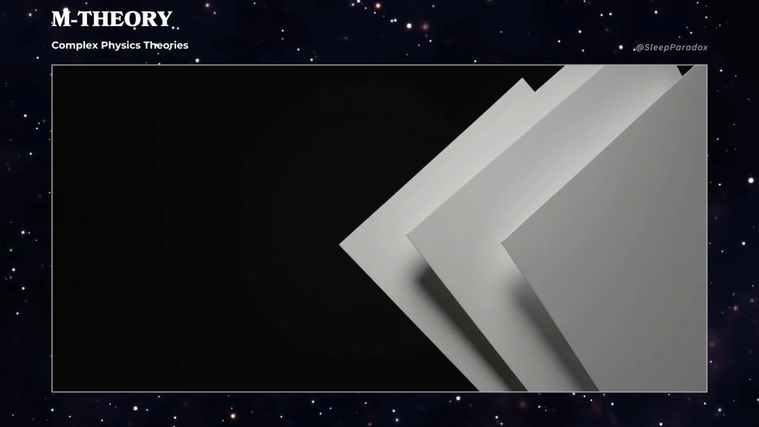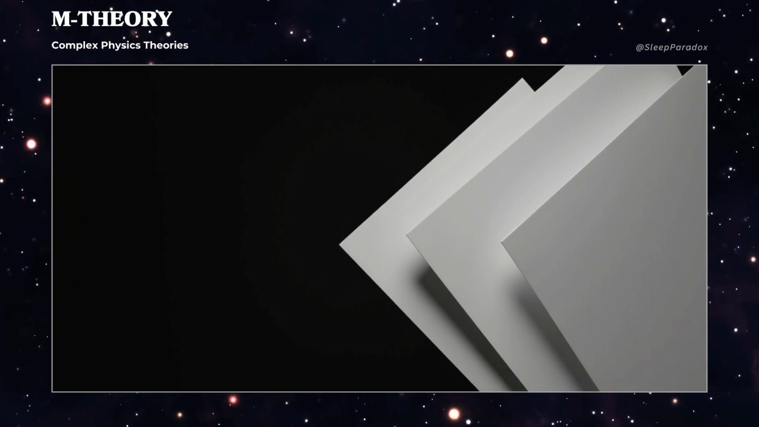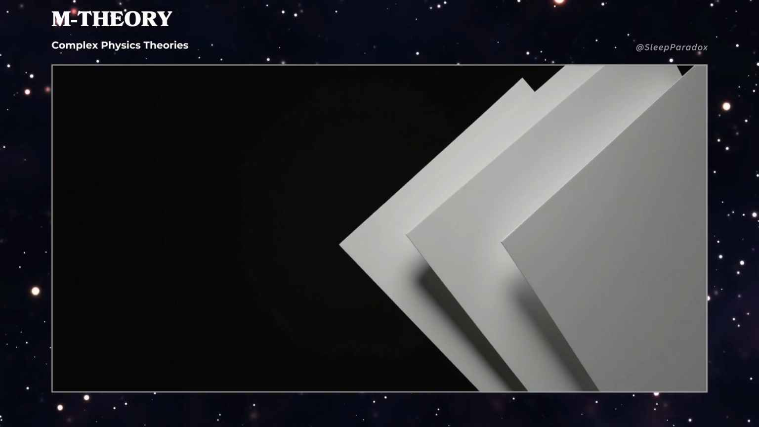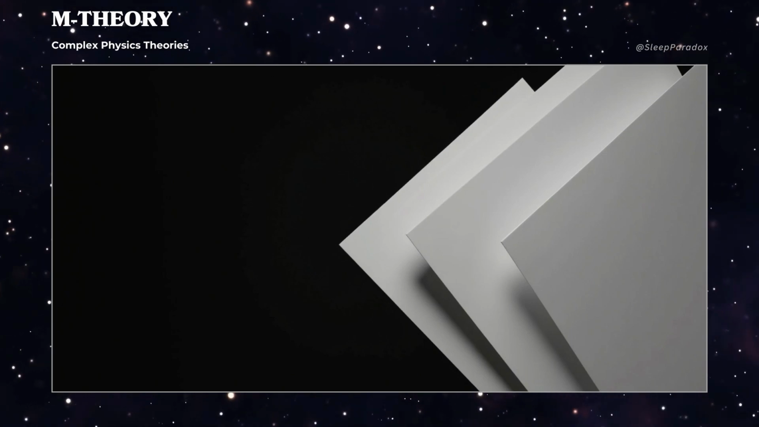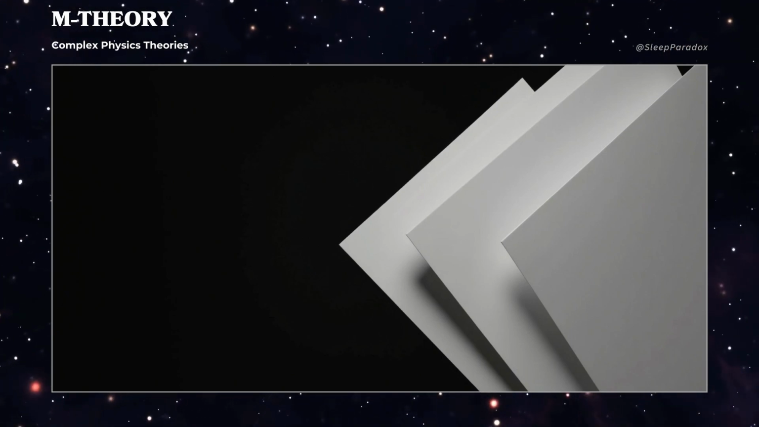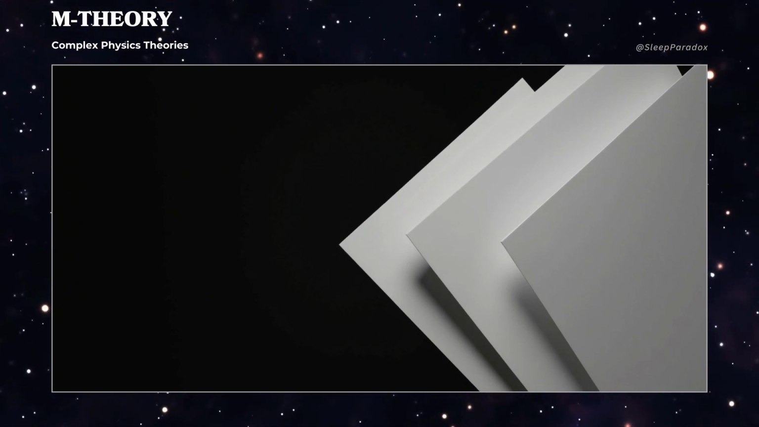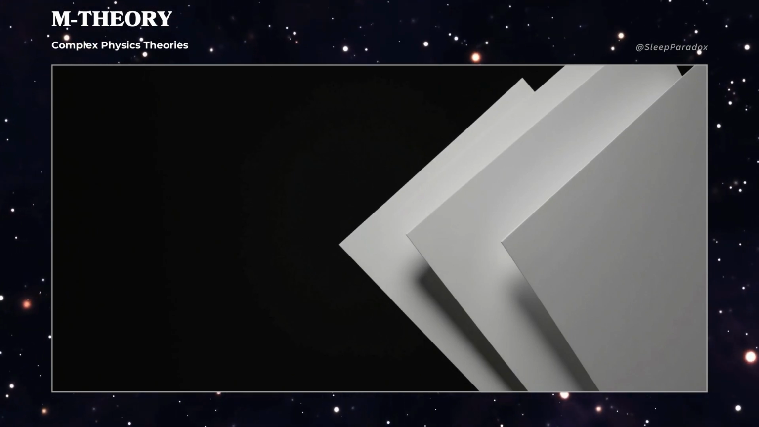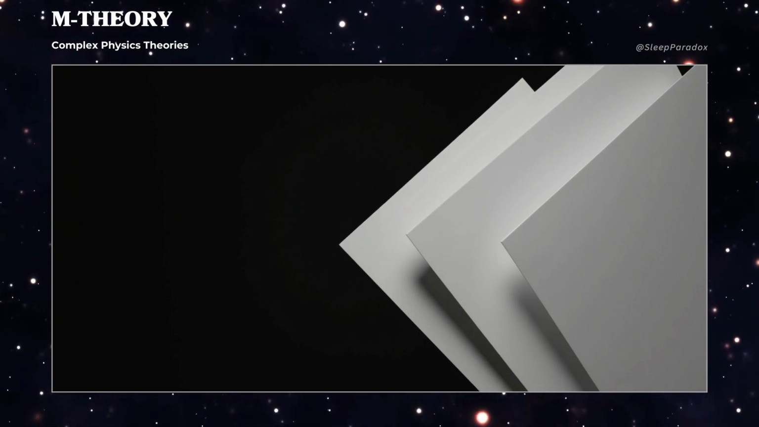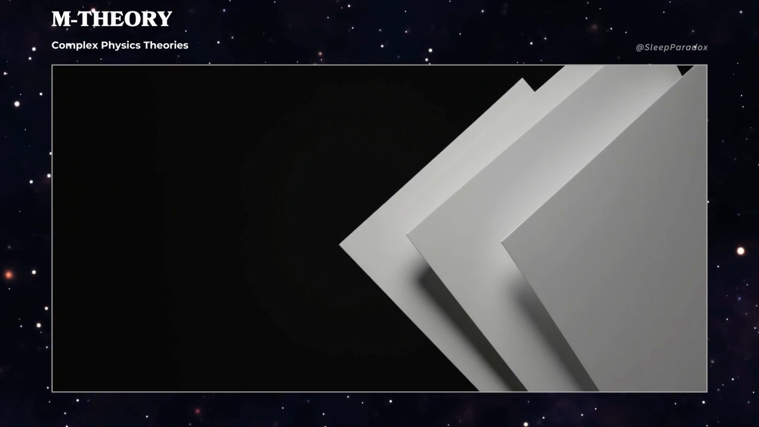What the M stands for is deliberately ambiguous. Some say it means membrane, because M theory includes not just one-dimensional strings, but also higher-dimensional objects called branes. Others say it stands for mother, mystery, or even magic, reflecting the theory's far-reaching and still uncertain nature.